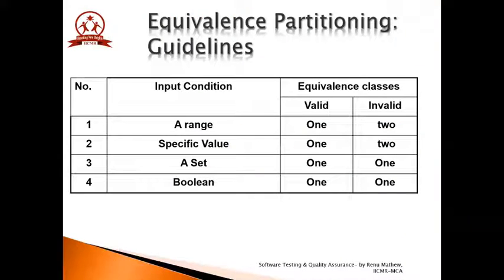So the rules for deriving equivalence classes are: if the input condition is a range, then 1 valid and 2 invalid classes are defined.